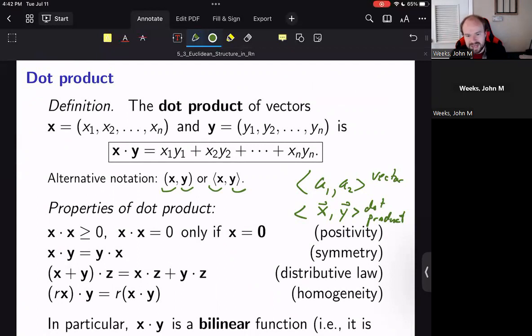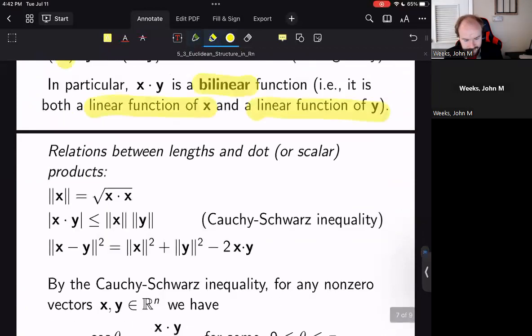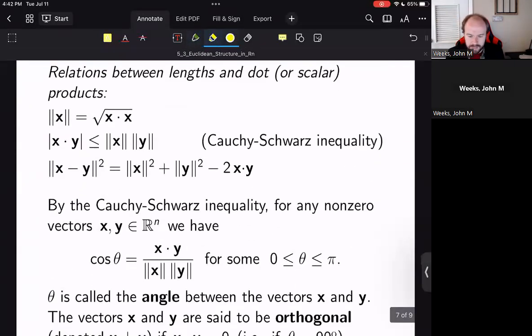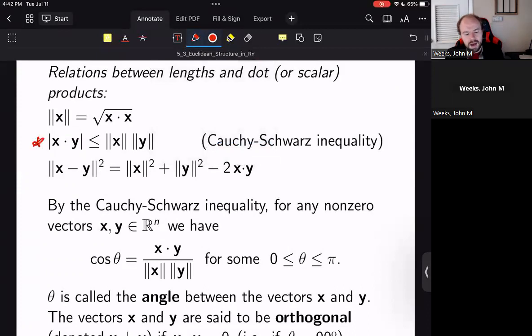Properties of the dot product are exactly like we want them to be. It is linear in each variable, and that name is going to be a bilinear function. See that it is both a linear function of x, that means in terms of the x variable here, and in terms of y. So that is a bilinear function there. We have the same relationships, what we've seen before, between lengths and dot products. And here's a new one that we haven't seen yet. Here is this one. This one's going to be that the absolute value of the dot product of x and y is less than or equal to the magnitude of x times the magnitude of y. We're going to be calling this one the Cauchy-Schwarz inequality.